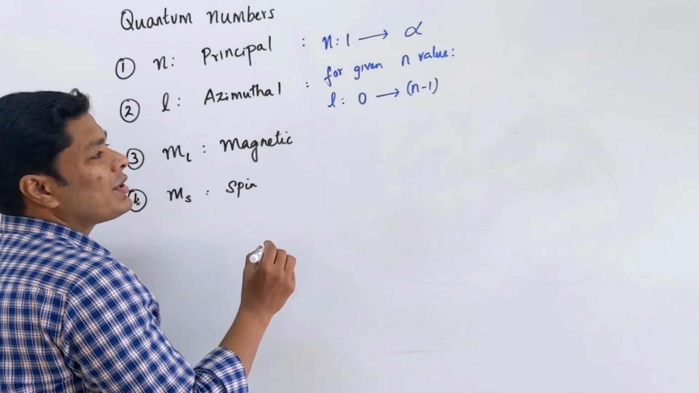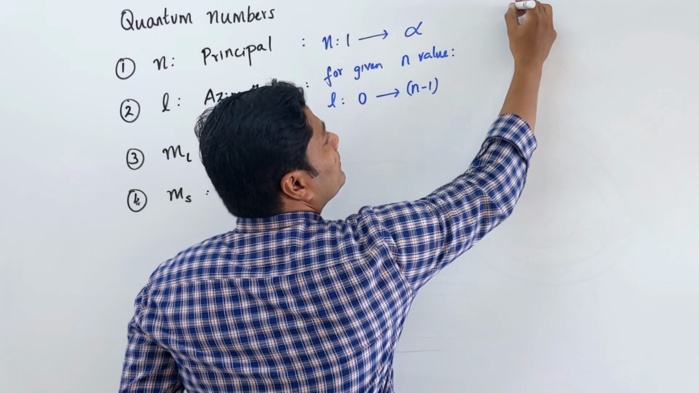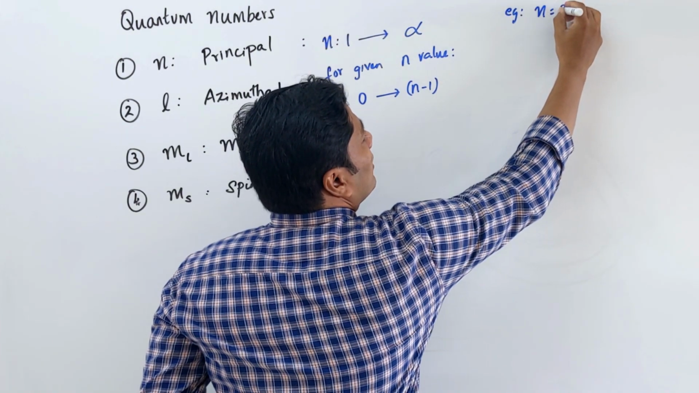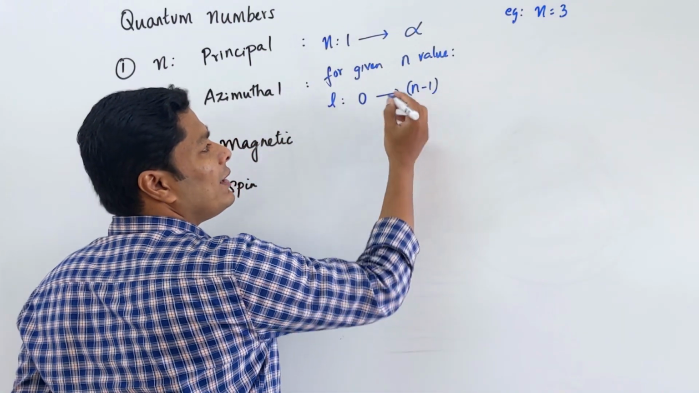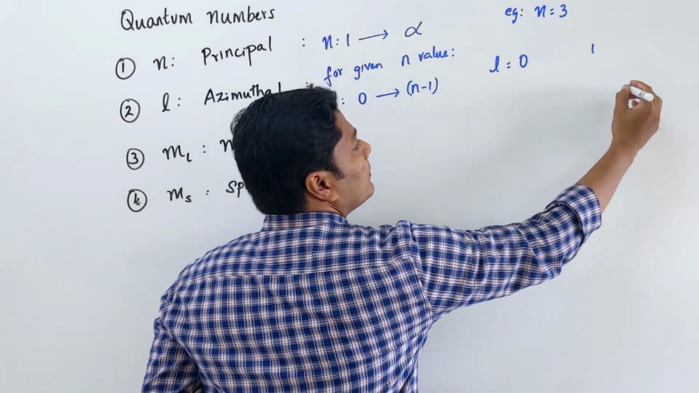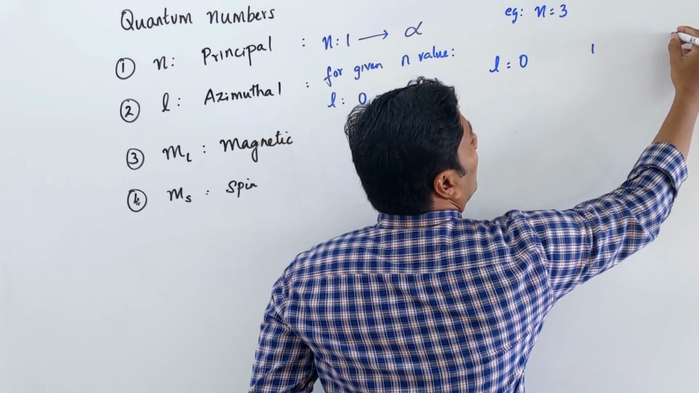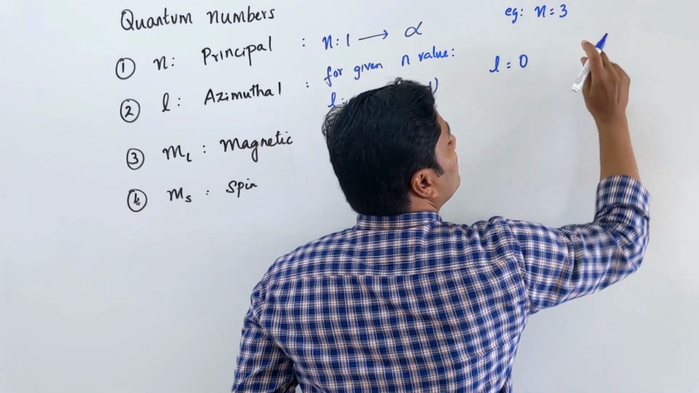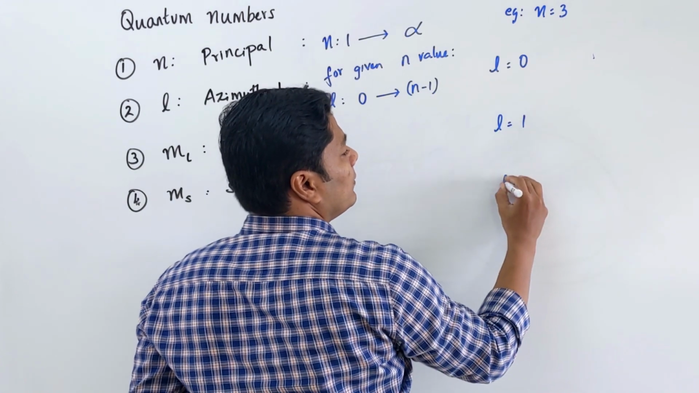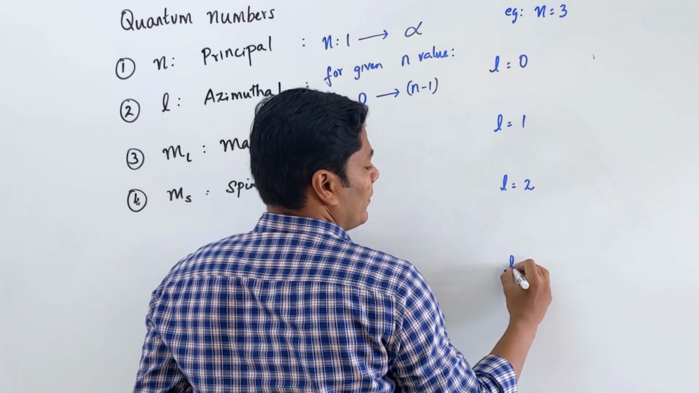Now what are the possible values? For example, n equals 3. So what are the possible values for L? L equals 0, 1. Let's put it this way. L equals 0, L equals 1, L equals 2, L equals 3.